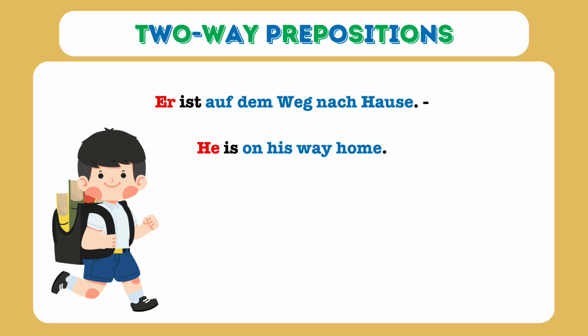Ist auf dem Weg nach Hause. He is on his way home. Auf dem Weg is on the way. We're not saying on to the way. That wouldn't make much sense. Ist auf dem Weg. He is on the way. That gives us the dative case here. It's a bit more of a figurative way of looking at it, but it still means on the way, which is a static location. Where is he? He is on the way.